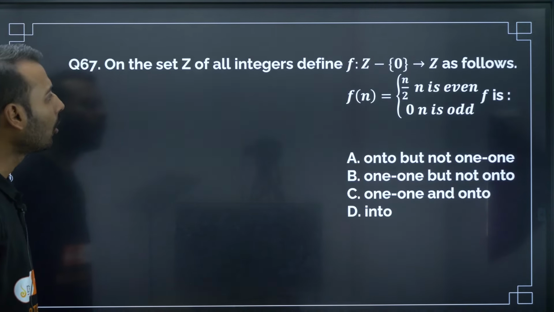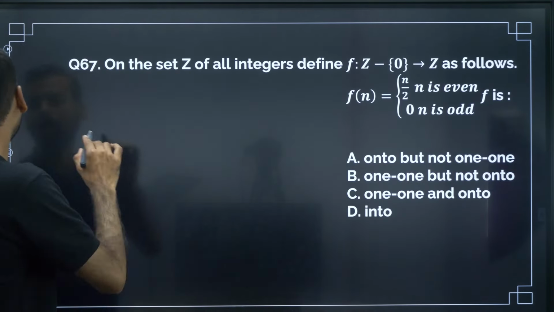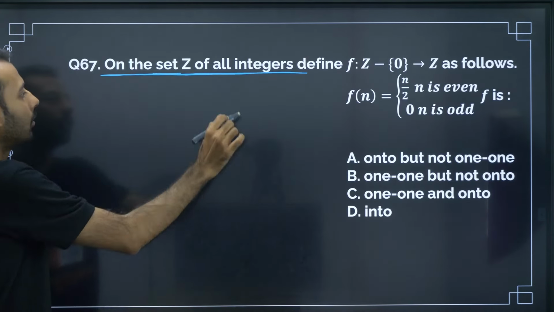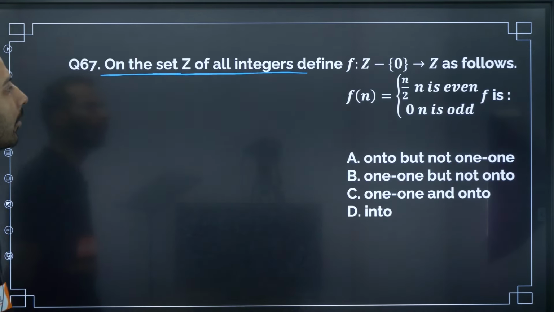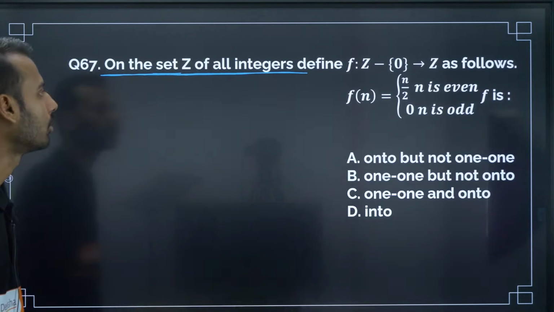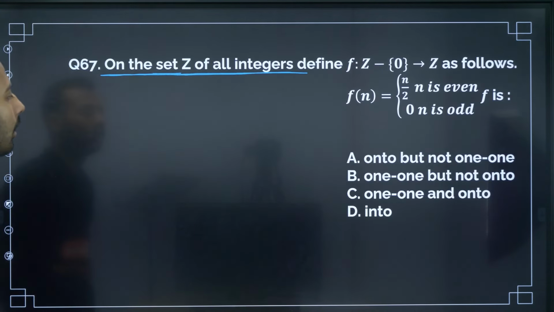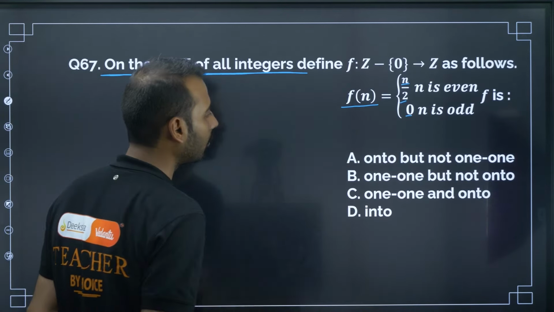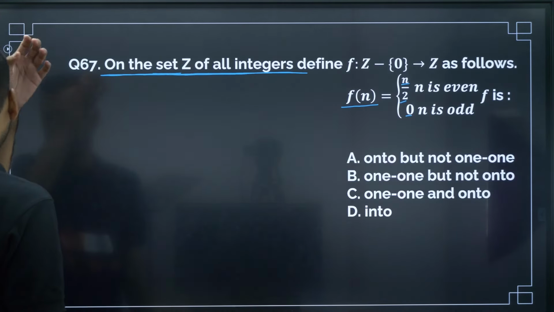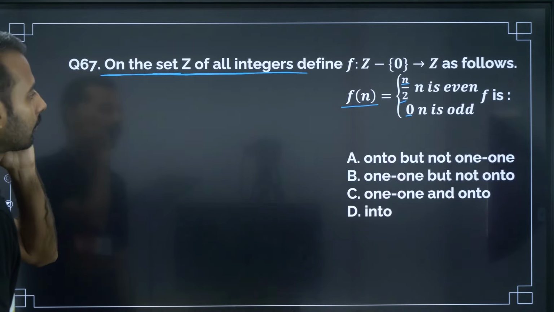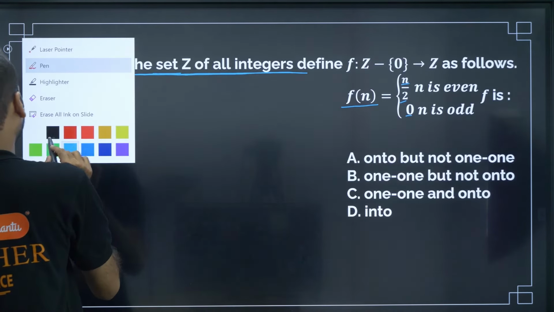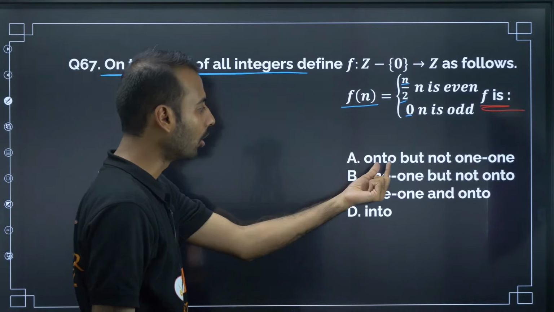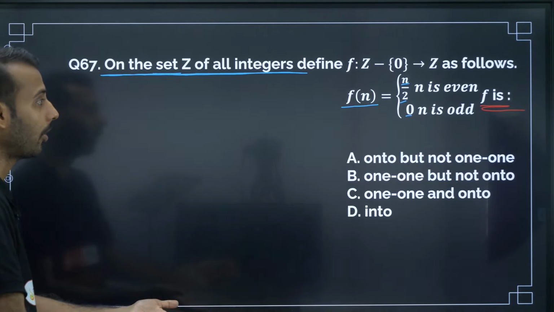On the set Z of all integers, define a function from Z minus 0 to Z as follows. They have defined f of n is equal to n by 2 when n is even, and 0 when n is odd. So what are they asking? f is what type of function, in the sense whether it is onto, one-one, into, what type of function it is.